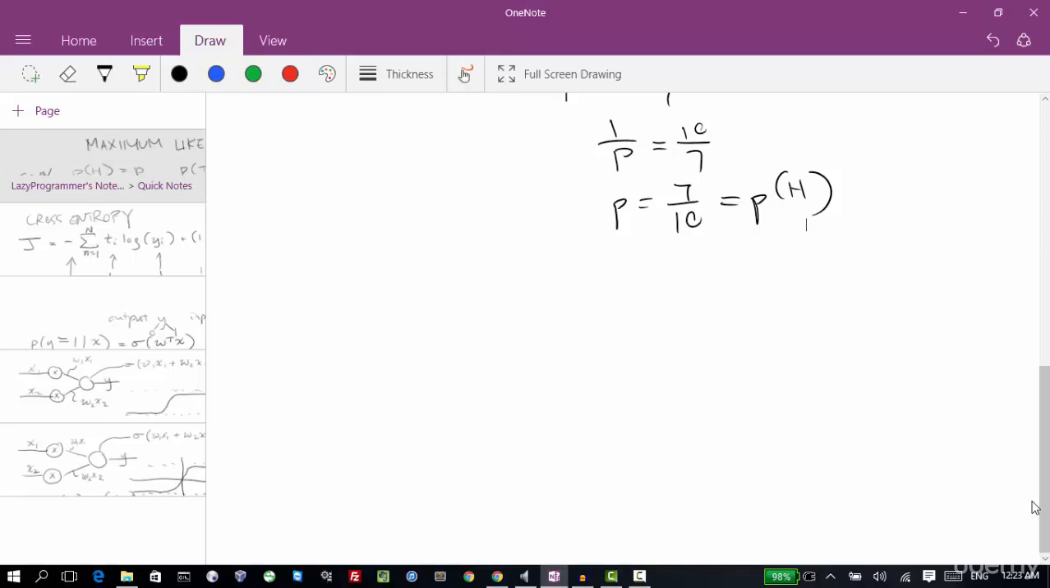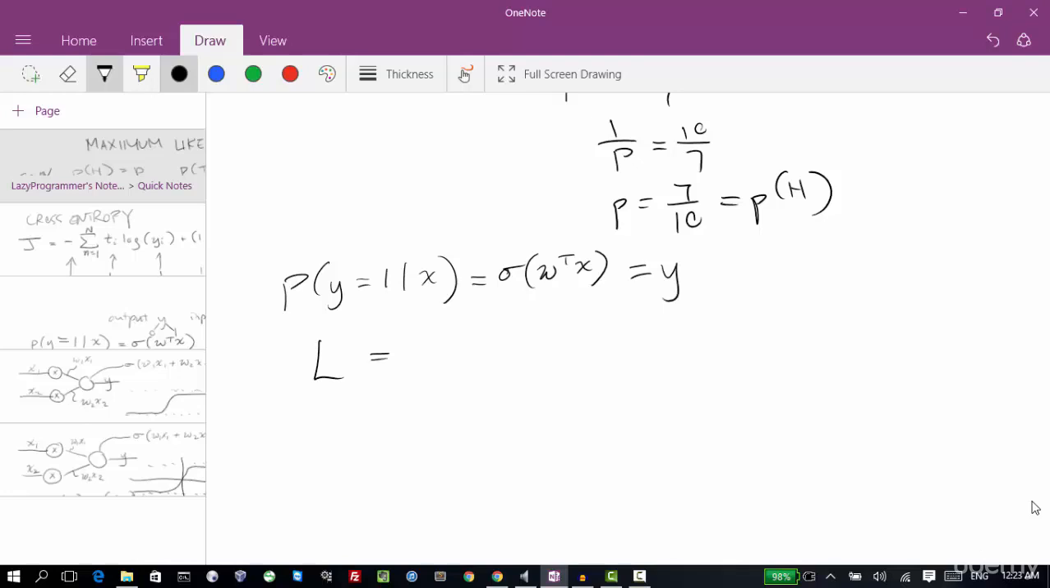So now let's apply a similar idea to logistic regression. We have the probability that y is equal to 1, which we can think of as heads. It's equal to the sigmoid of the inner product of w and x. Usually, to be more succinct, we just call this y. So our likelihood would look like this.